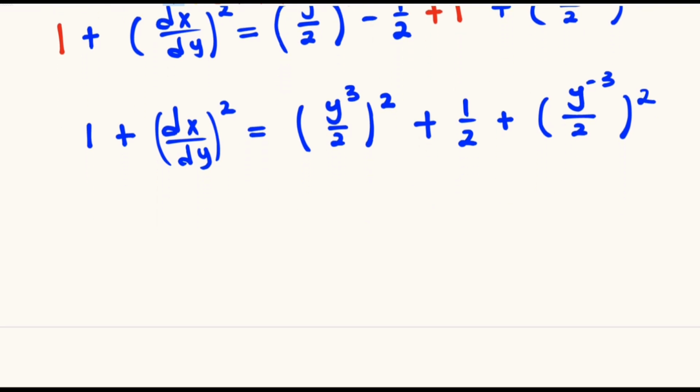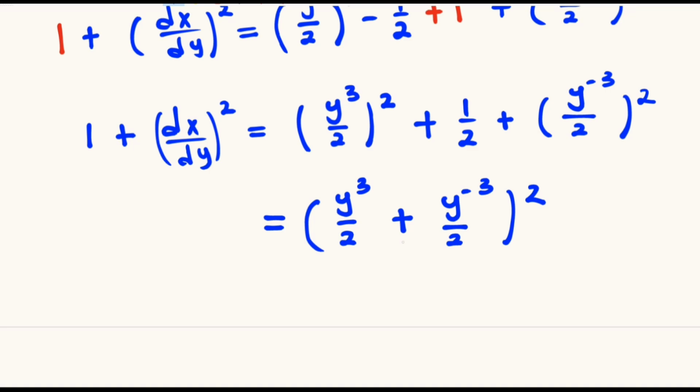And it's important to realize that on the right hand side we have a perfect square trinomial, which we can express as (y to the power 3 divided by 2 plus y to the power negative 3 divided by 2) squared. This time around we have a positive in the middle, and this is equal to 1 plus the derivative of x with respect to y squared.